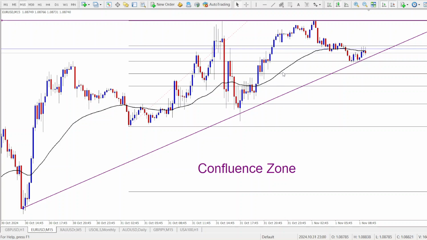We are talking about Confluence in this particular video. So what we should be looking out for when we want to enter a trade is for our Fibonacci retracement, our moving average, and our trend line to give us the same signal. Basically, that is what we are looking for. In the case of this bullish trend, we are going to look for a buy opportunity.